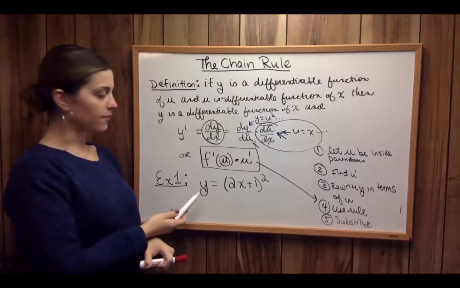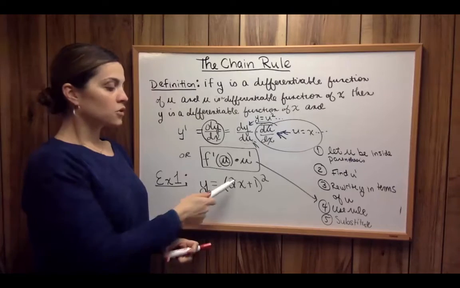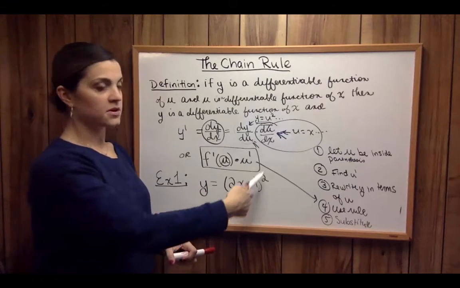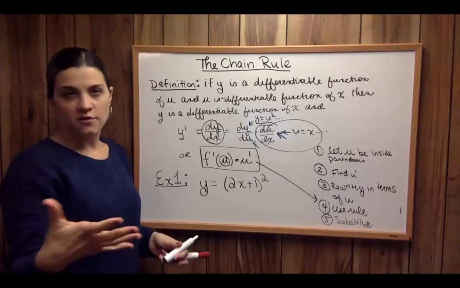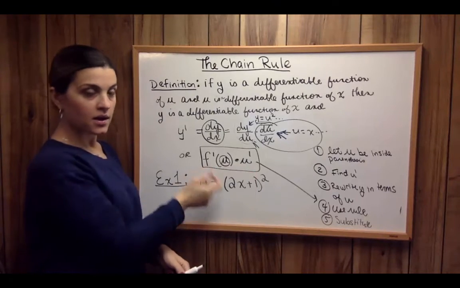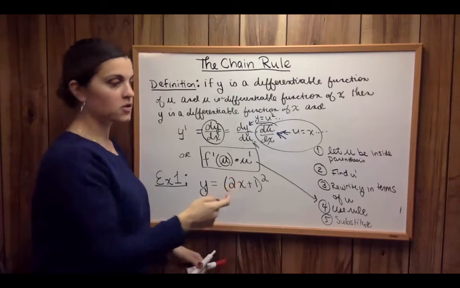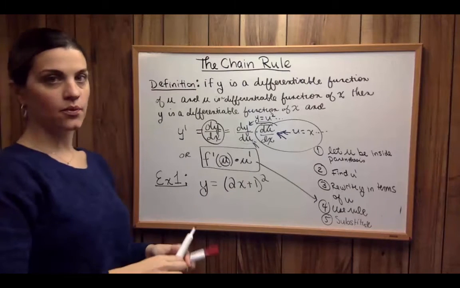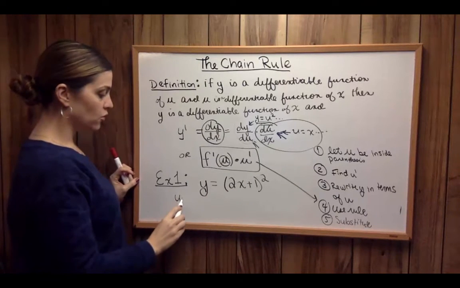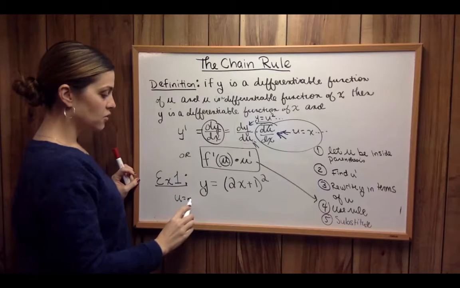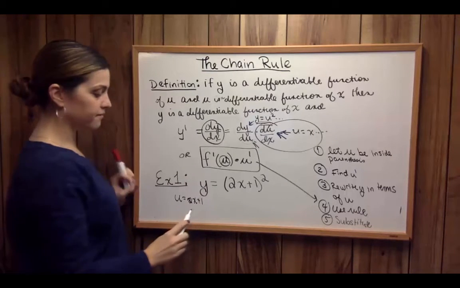So let's look at an example here. Y is equal to parentheses 2x plus 1 squared. So technically this is like a composition of functions, something squared, and the u is your 2x plus 1. So the first step is let u be what's inside the parentheses. So write that. U is 2x plus 1.